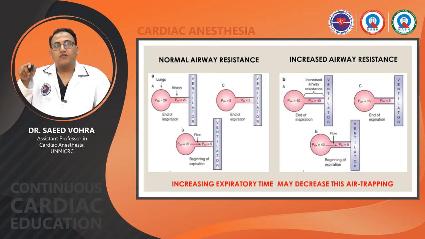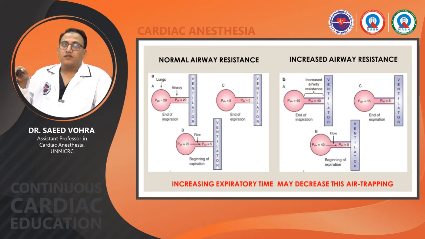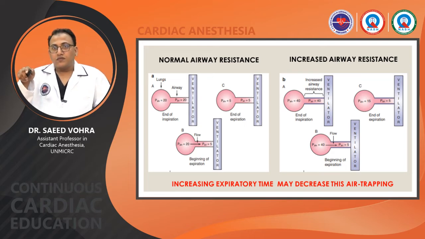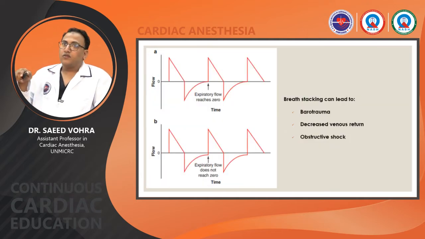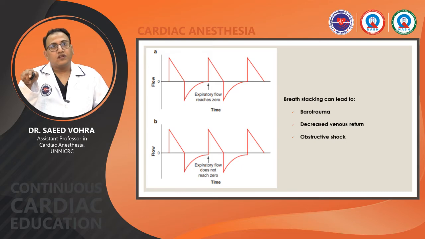Now this is the normal airways, and this is the increased airway resistance. In normal airway resistance, you can see at the end of expiration the alveolar pressure equalizes to the proximal airway pressure, and in patients with increased airway resistance like COPD and asthma, at the end of the expiration the alveolar pressure still is above the proximal airway pressure, thus leading to auto PEEP and gas trapping. This auto PEEP and gas trapping can lead to barotrauma, decreased venous return, and obstructive shock.